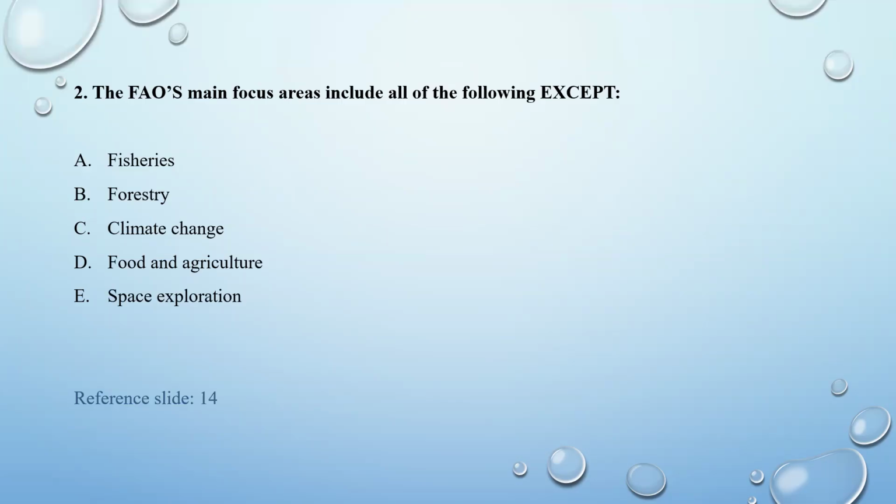The next MCQ is: the FAO's main focus areas include all of the following except: A, fisheries; B, forestry; C, climate change; D, food and agriculture; E, space exploration. E. Space exploration. Yes, E is the right answer, space exploration.